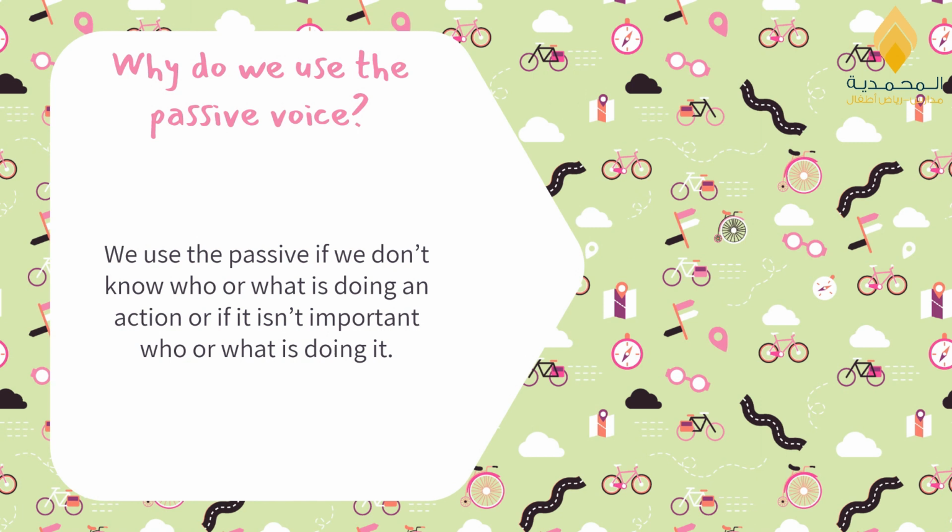Another question, why do we use the passive voice? We use the passive if we don't know who or what is doing an action, or if it isn't important who or what is doing the action. So we use the passive form whenever I don't know the doer of the action, I don't know the subject, or it is not important who or what is doing the action. It is not important to mention the subject. This is why we use the passive voice.